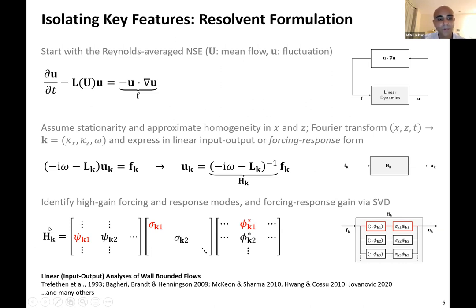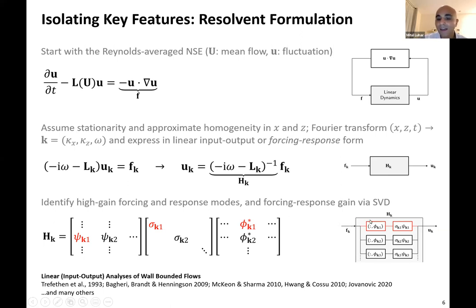So we put together our H_k, this transfer function, this resolvent operator. You can choose your favorite discretization method for the wall normal direction. And then once we put together this matrix H_k, we take a singular value decomposition that identifies a series of left singular vectors, these psi's, right singular vectors, these phi's, and singular values, sigmas. So essentially what this gives us is a set of forcing and response modes.